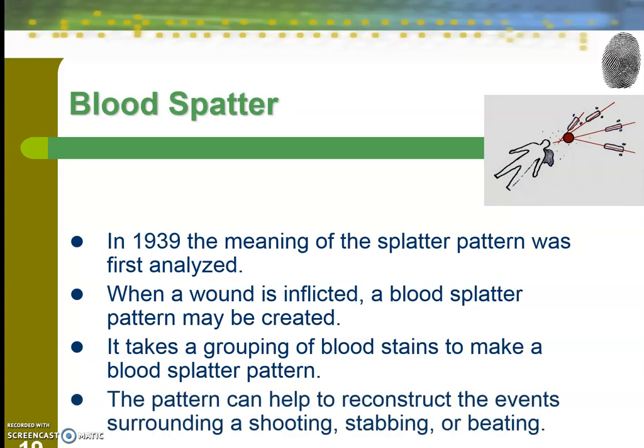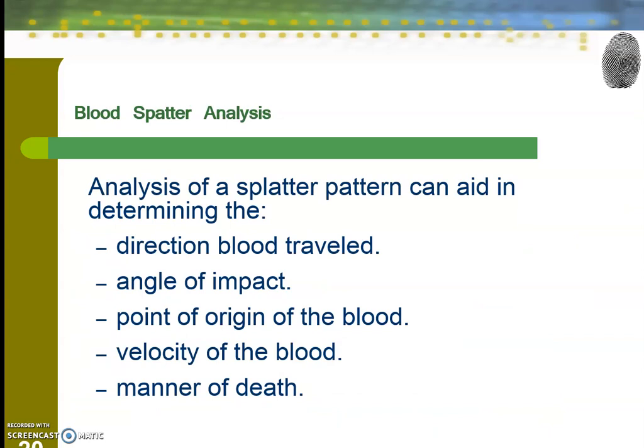So in 1939, the meaning of a blood spatter pattern was first analyzed. When a wound is inflicted, a blood spatter pattern may be created. It takes a group of blood stains to make a pattern, and it can help recreate or reconstruct the events surrounding a shooting, stabbing, or a beating. When they analyze it, they are able to determine the direction that the blood has traveled, the angle of impact, the point of origin, and the velocity of the blood, as well as the manner of death.